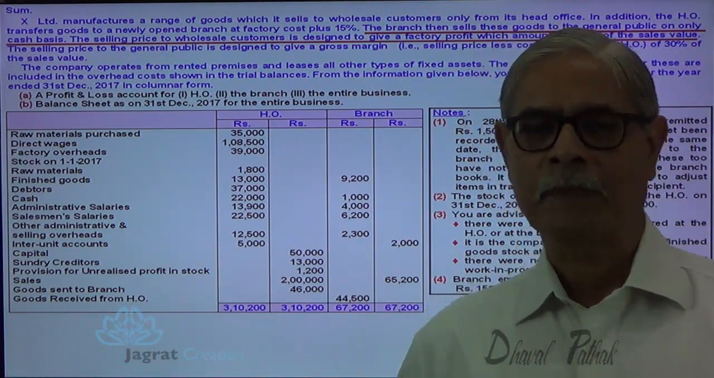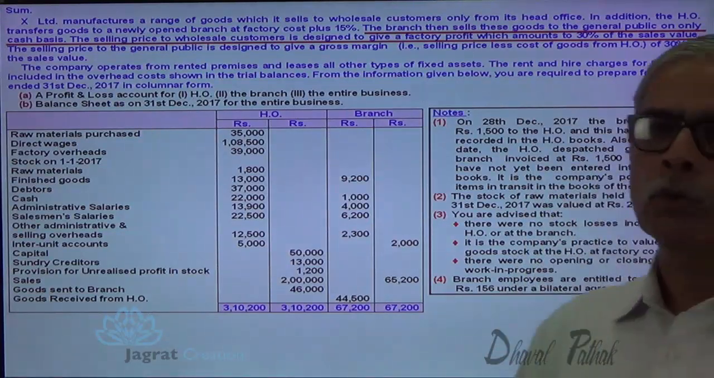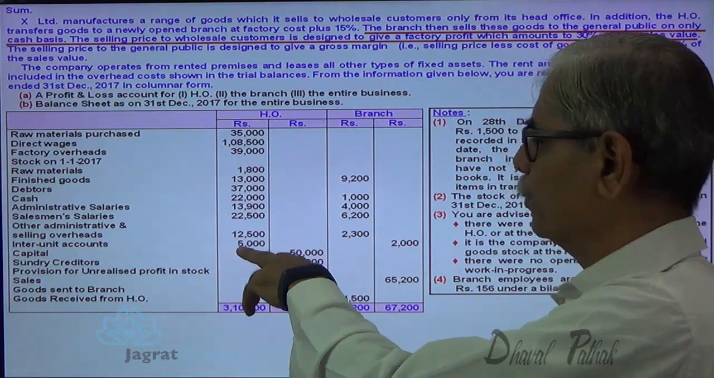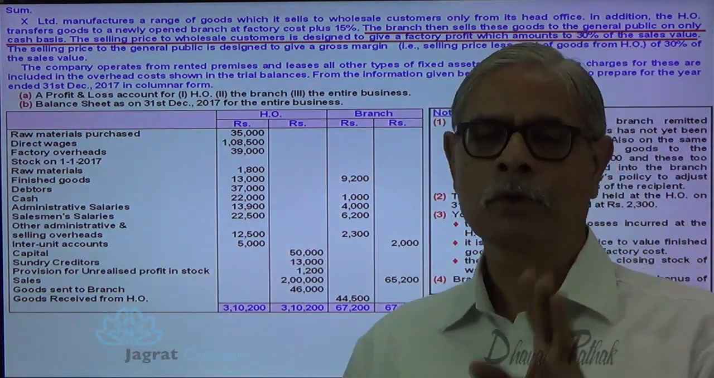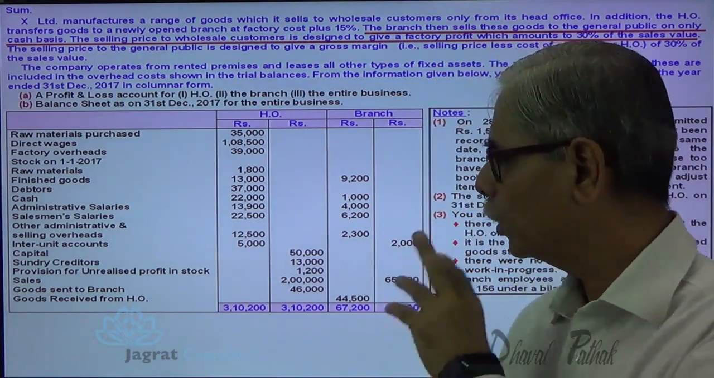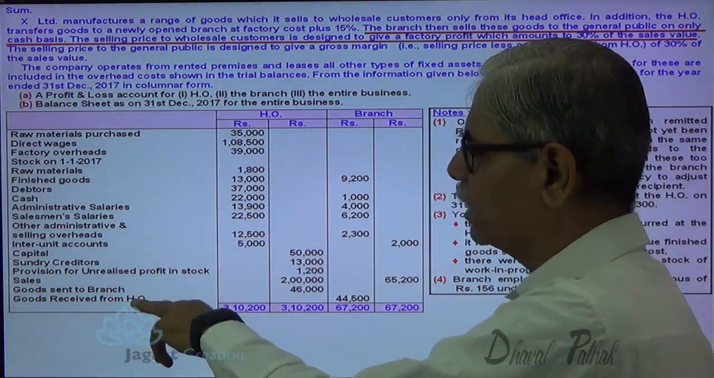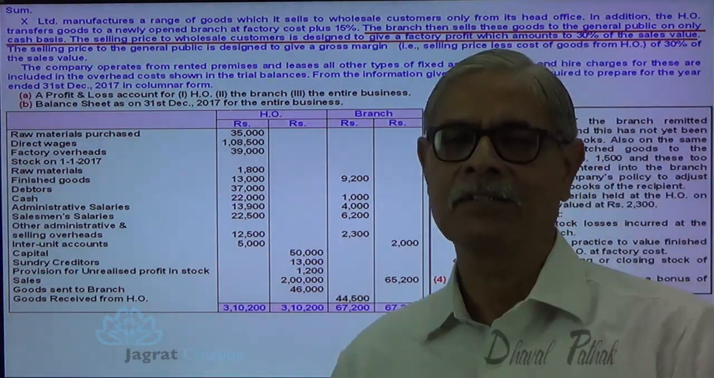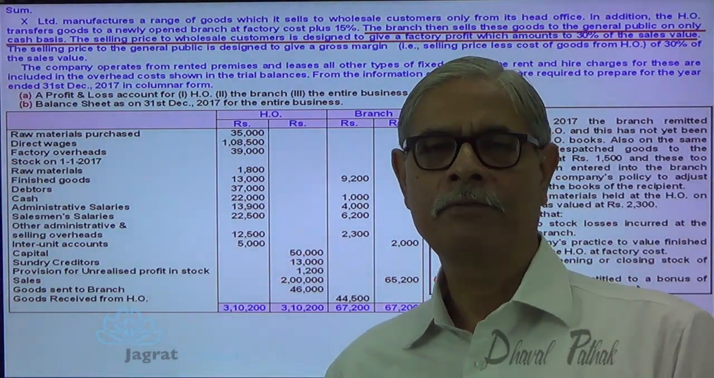After explaining this percentage of profit, let me explain the first adjustment of goods in transit and cash in transit. And in light of that, I will reconcile the inter-units account 5,000 and 2,000. Let me reconcile it first. Over and above, if you notice, goods sent to the branch is 46,000. Goods received from HO is 44,500. The goods sent and received difference is 1,500. That is also evident of goods in transit 1,500.